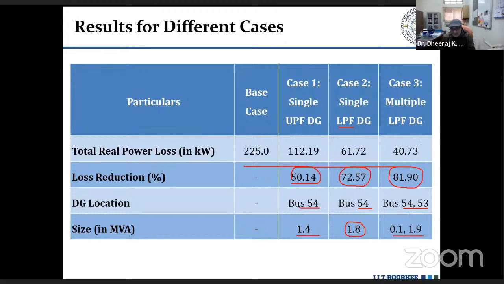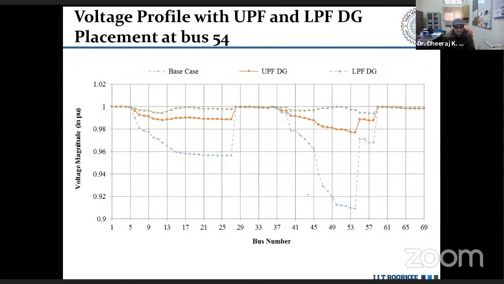So it is observed that placement of DG at multiple locations is more beneficial as compared to installation of a single DG in the system. And also here we have the voltage profile. So this is the voltage profile at base case system without any DG, and here the minimum voltage is about 0.91 per unit.